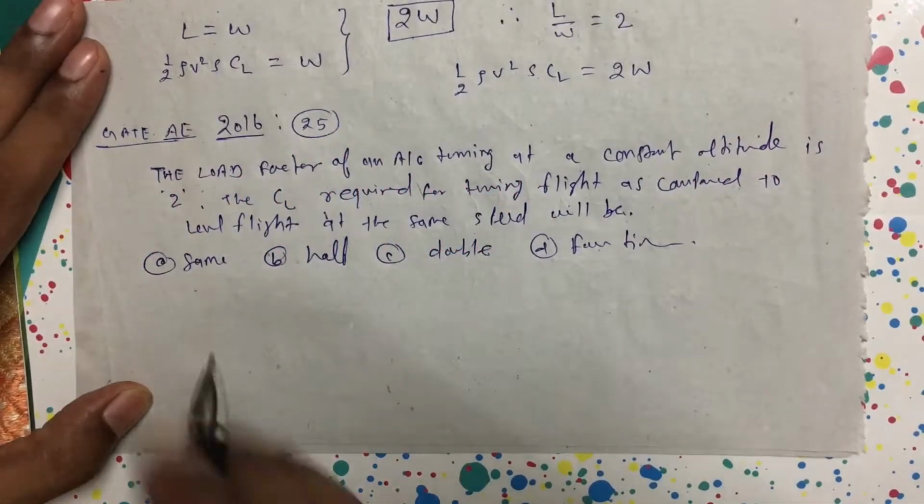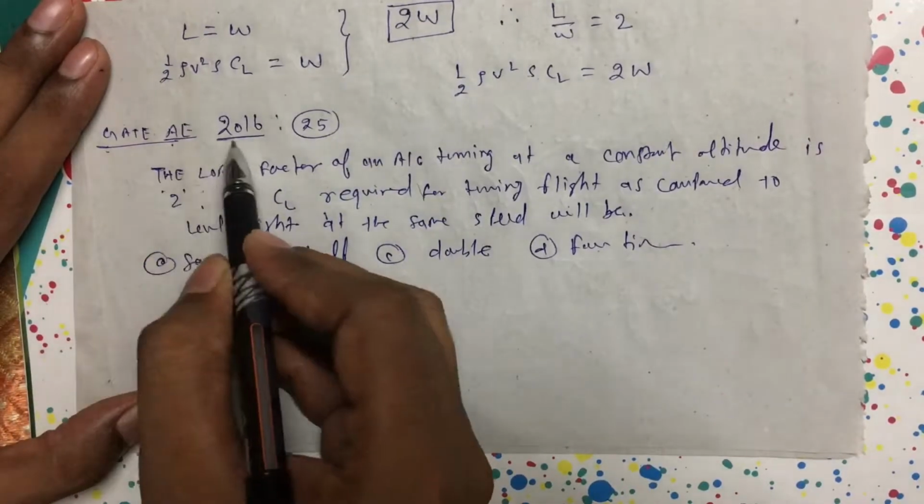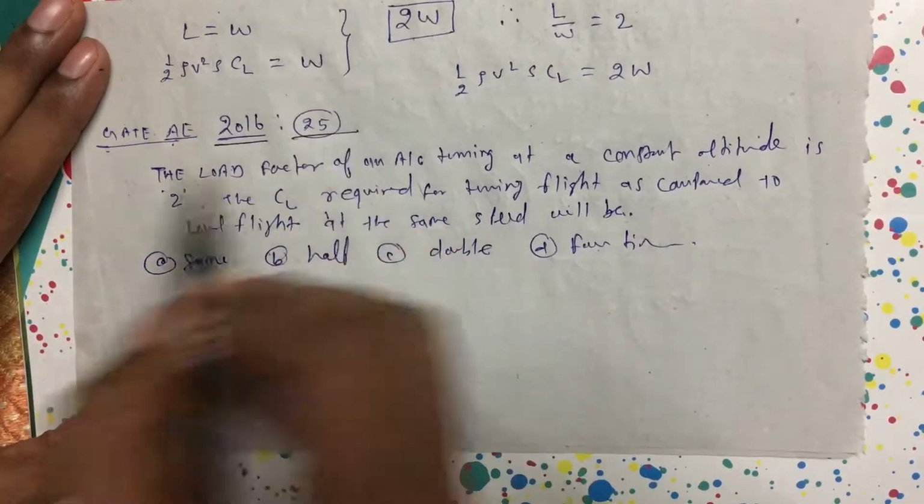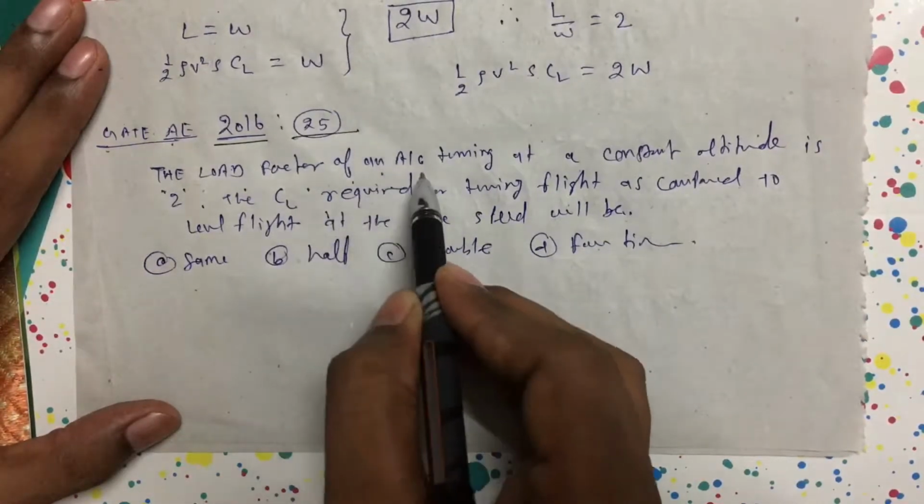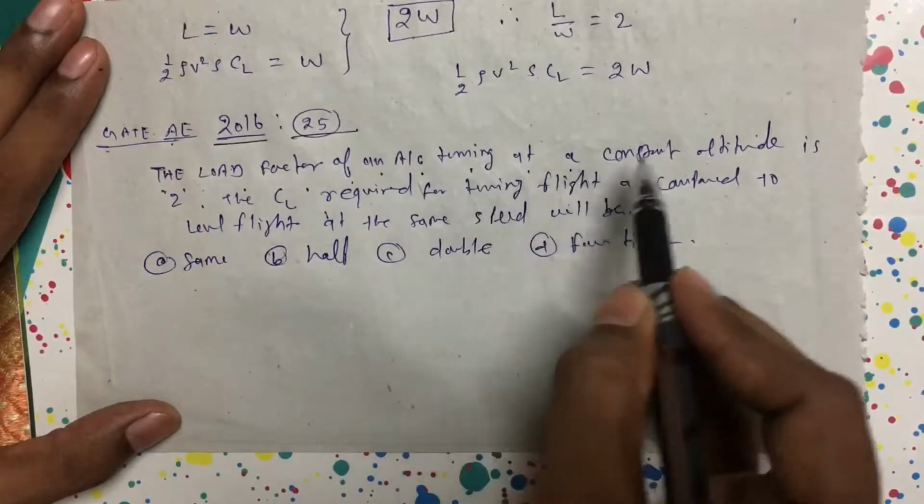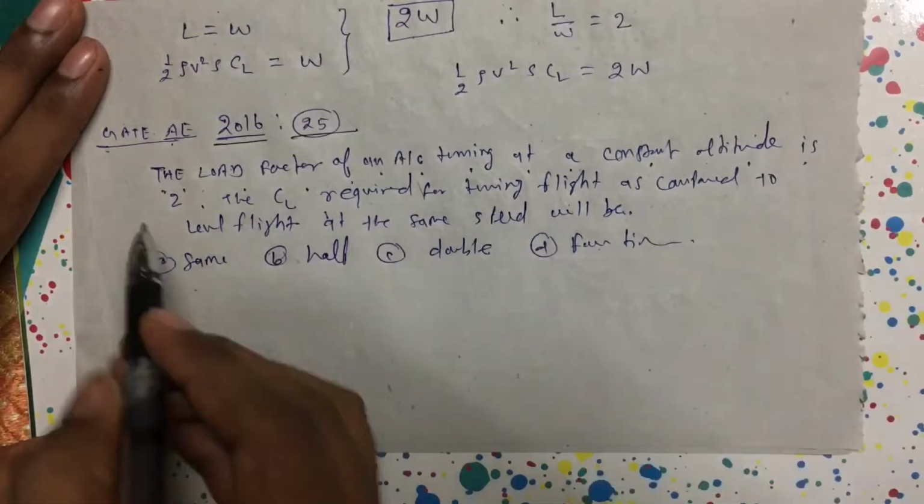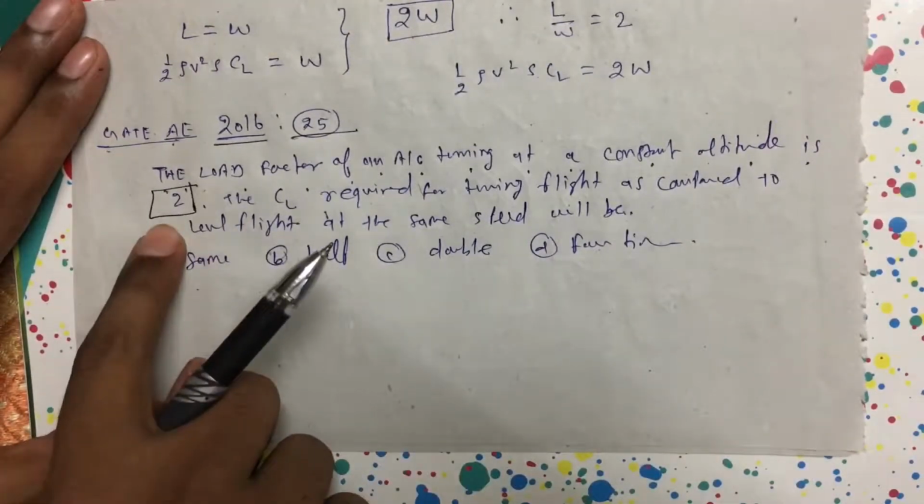So this is again a very good question. GATE Aerospace 2016 question number 25. I will read the question. The load factor of an aircraft turning at a constant altitude is 2. So load factor is 2.